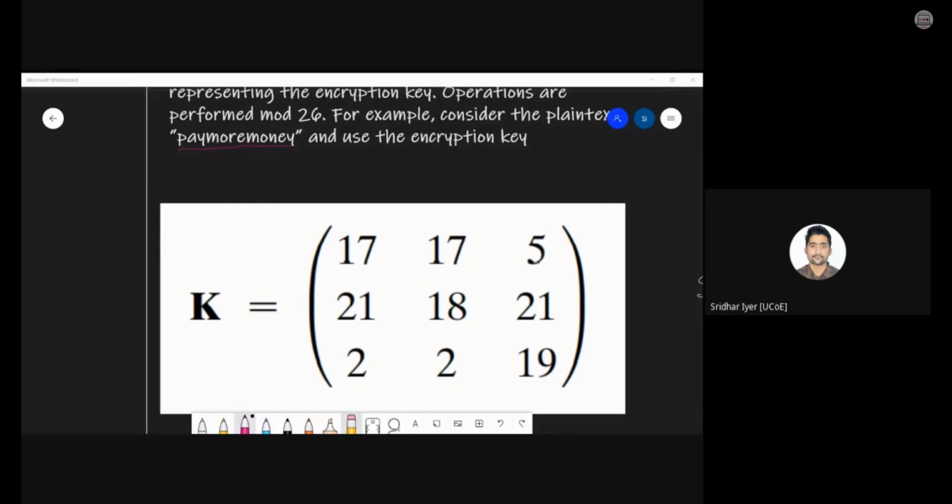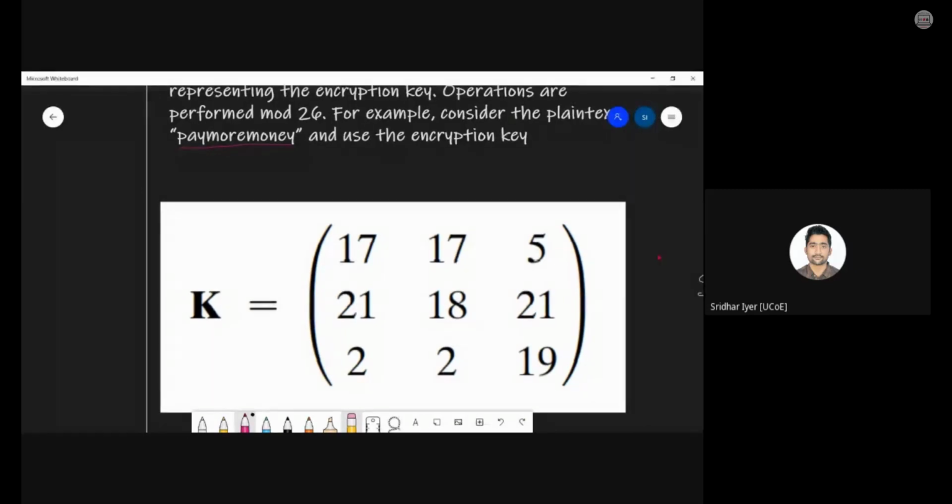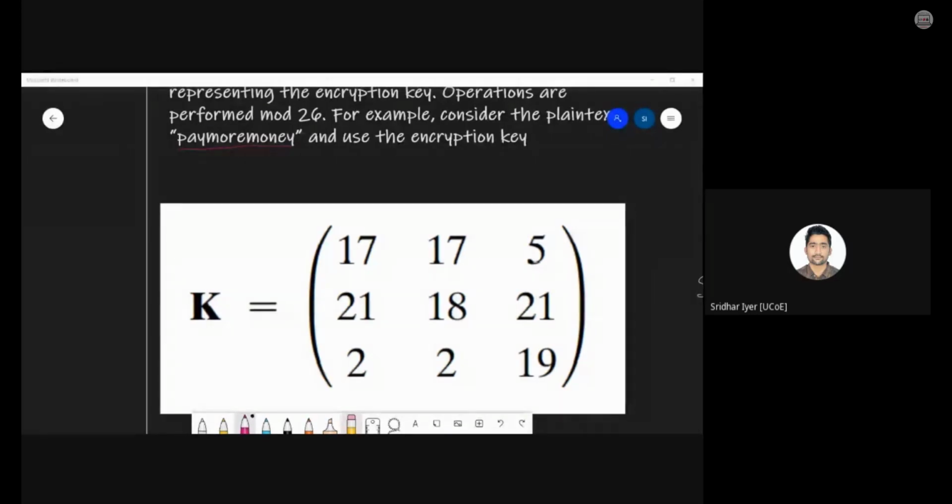So using the same logic, you have to convert this particular plain text, that is pay more money, into numbers. You now know what those numbers are, right? We already saw a table yesterday. It's simple. If you don't have access to a screenshot, simply write A, B, C, D, 0 to 25 at the last page of your notebook. You can refer to that page any number of times without needing any screenshots or anything else.